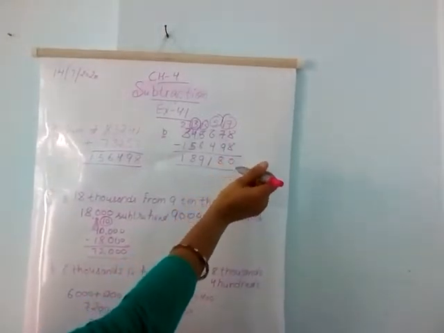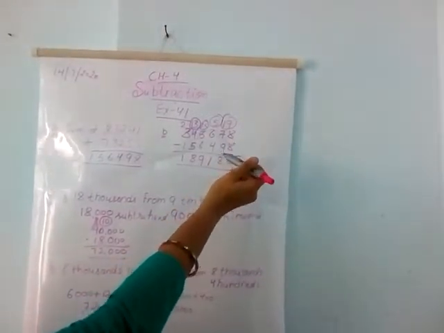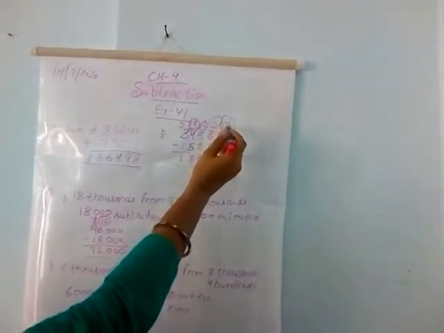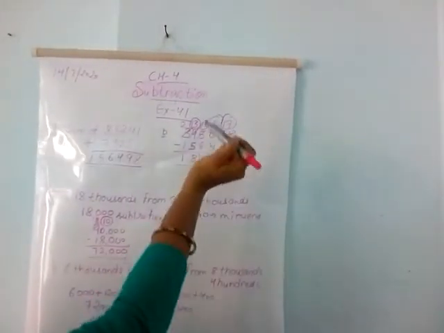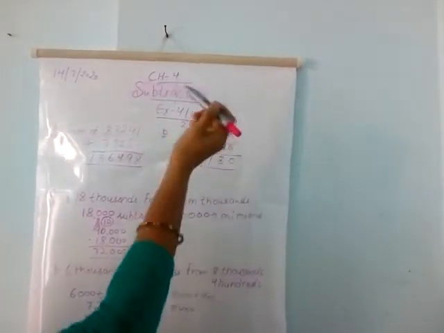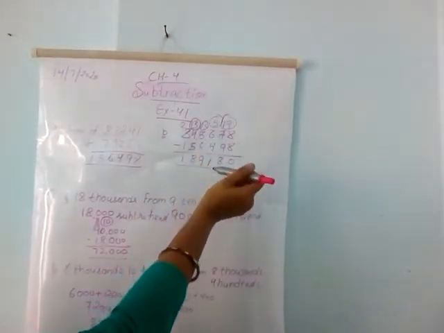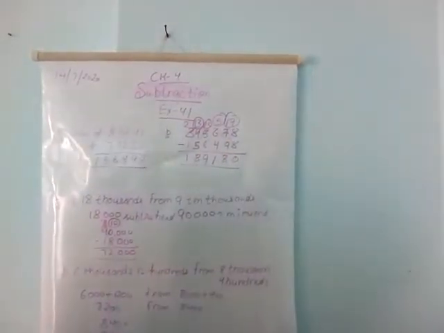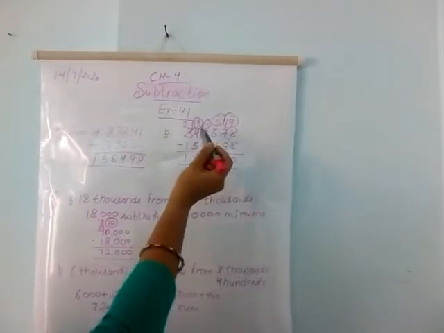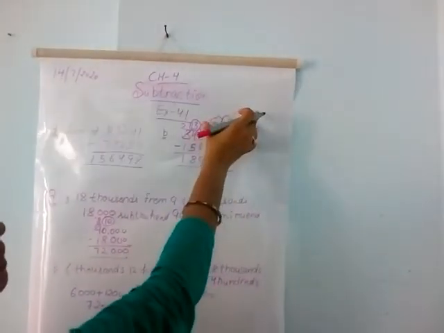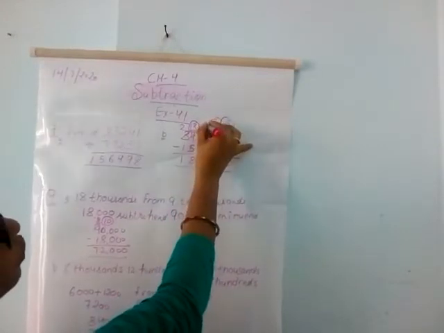From 8 minus 8, 0. From 7 you can't subtract 9, so we will borrow from the 6, it will become 5 and the 7 will become 17. From 17 when you subtract 9, that means take away, so you will get 8. From 5 when you subtract 4, easily you get 1. Now again from 5 you can't subtract 6. So what you have to do, you have to borrow from there.